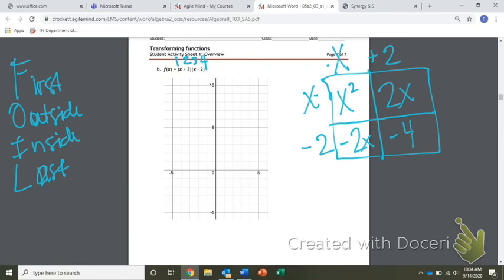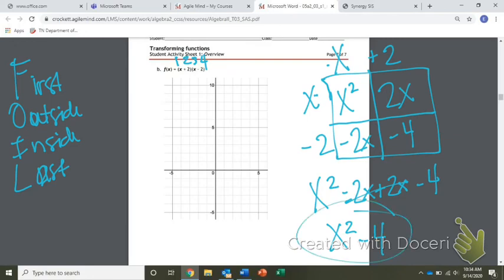Everything on the inside we combine. I don't have any other x squared terms, so I'm bringing it down. These two x's cancel because one's negative and one is positive, and I'm bringing down that -4, okay? So then you can graph this or this, and you'll get the exact same thing. And that's what it looks like. And this is a quadratic graph.